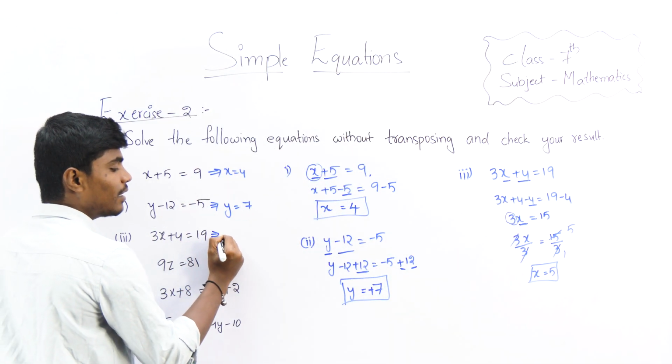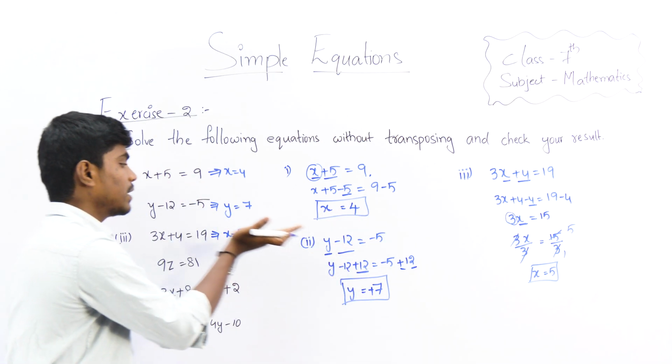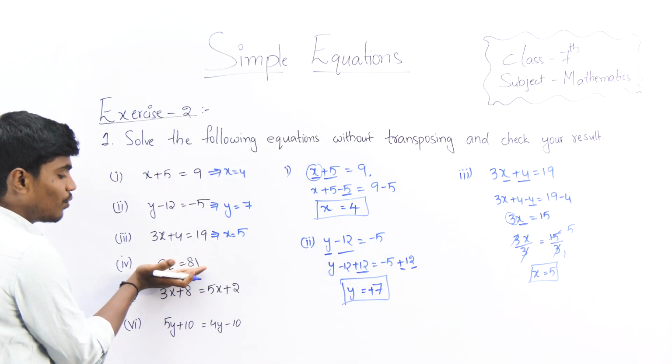What is the value of x here? x is equal to 5. This is the solution for the first one, this is the solution for the second one, and this is the solution for the third one. Now let's move to the fourth one.